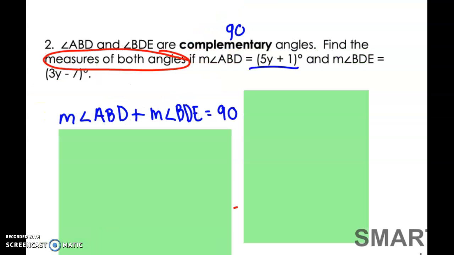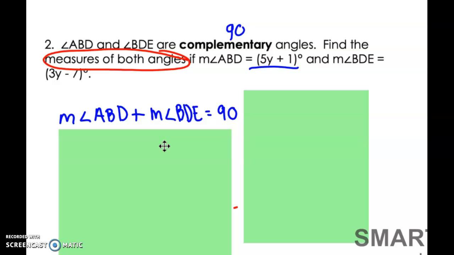Problem 2 is a very similar setup, except this time angle ABD and angle BDE are complementary angles, which we've already said means they add up to 90 degrees. Those two angles have a sum of 90 degrees for their measures. So that's how you're going to start off. You're going to write an equation. Since they are complementary angles, the measure of angle ABD plus the measure of angle BDE is going to equal 90 degrees.